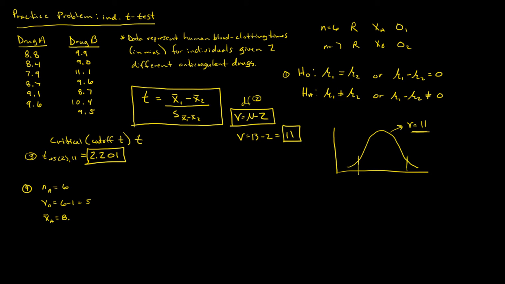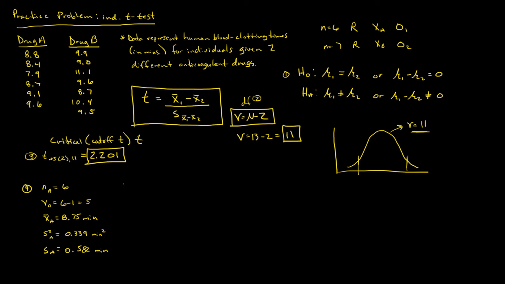This is going to be 8.75 minutes. I'm going to get the variance here for group A as 0.339, and the units here would be minutes squared. And then when we take the square root of this to get the standard deviation of group A, this will be 0.582, going back to the units of minutes again.